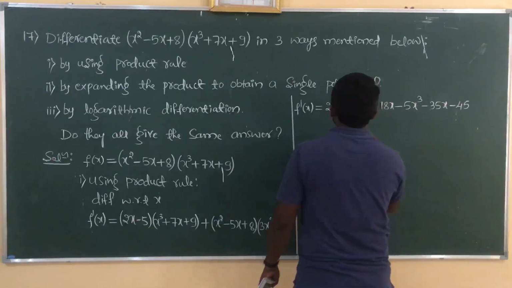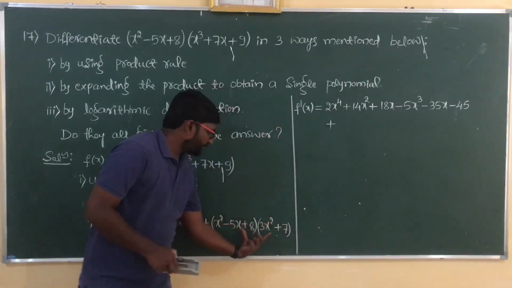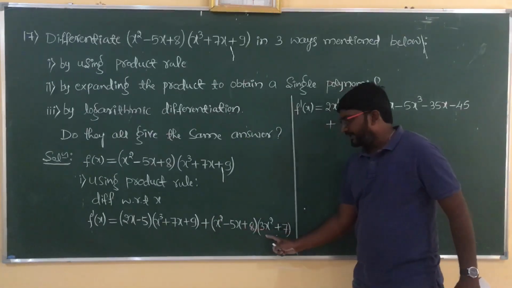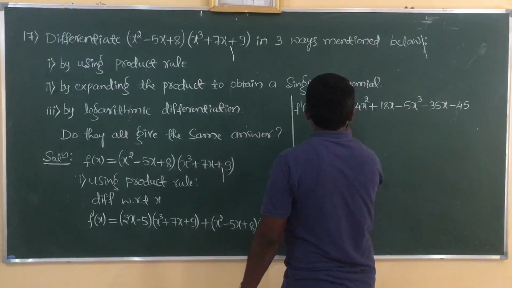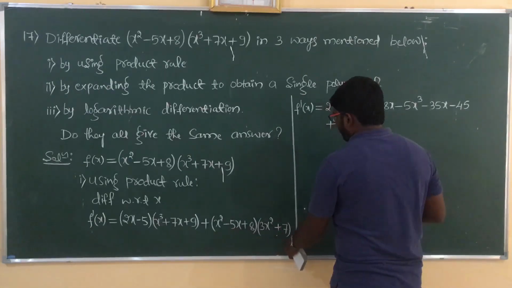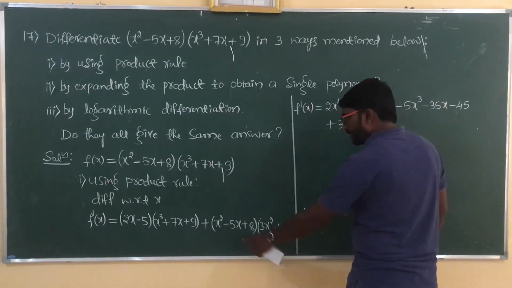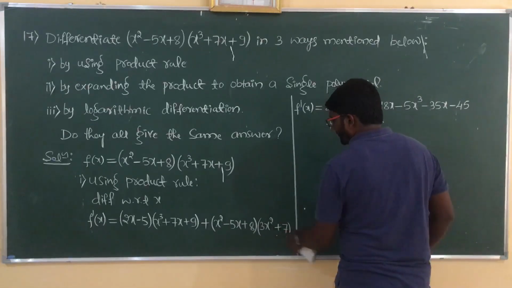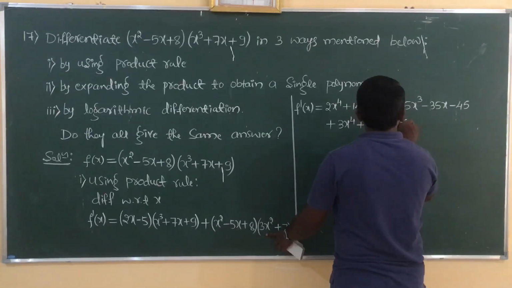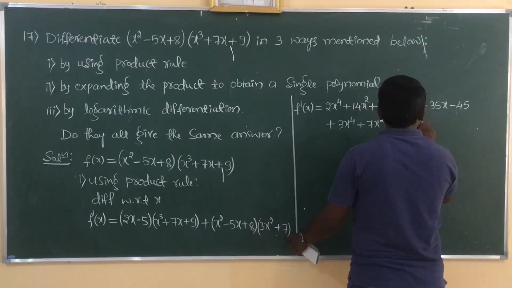Plus. I don't have space there, so I am writing here. Now we have to multiply these two terms. See here, x square into 3x square will give us 3 into x to the power 4. Then x square into 7 will give us 7x square. Now we have to multiply minus 5x with these two terms. Minus 5x into 3x square is minus 15x cube, and then minus 5x into 7 is minus 35x.